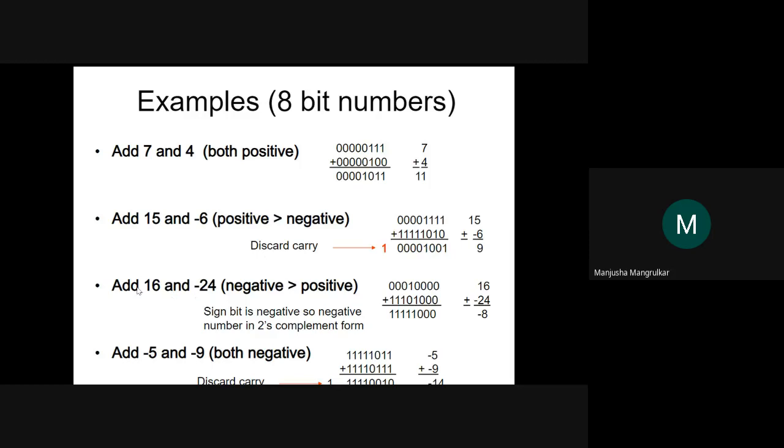If the negative number is greater than the positive, this case is very important. First 16 is converted into binary, right? As it is 2 to the power 0, 2 to the power 1, 2 to the power 2, 2 to the power 3, and 2 to the power 4. 2 to the power 4 means 16, so only one bit is 1 and the rest are all 0. Same as 24 minus 24.